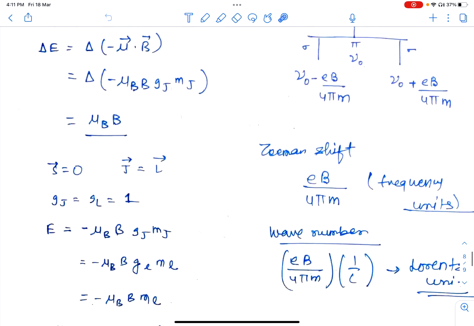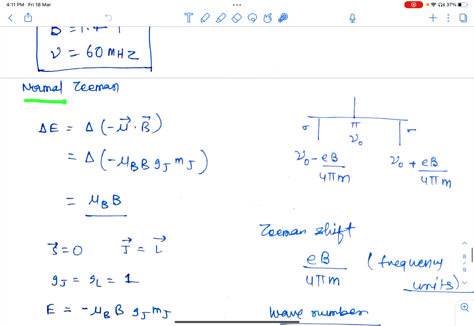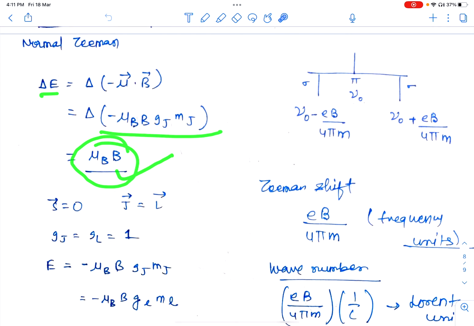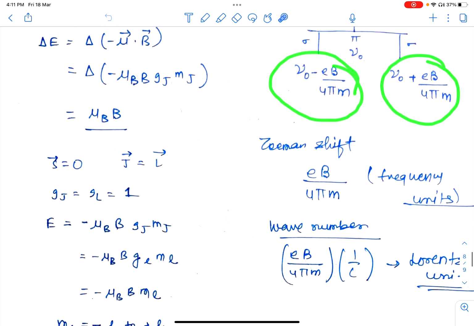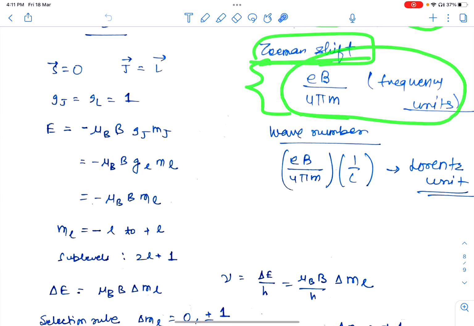The concepts are the same. E, B, mu j, normal Zeeman effect. We are looking at this again. I am just summarizing. E is equal to minus mu dot B. So it will be mu B B. We have already calculated, you have to remember this: E naught plus eB by 4 pi m, the Zeeman shift. Yes, this is very important. This is the Zeeman shift, because in the questions it is directly asked to calculate the Zeeman shift.